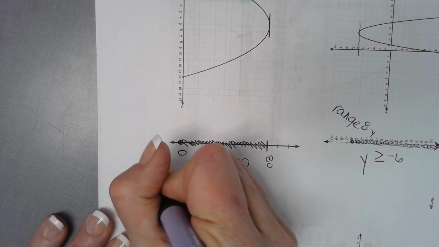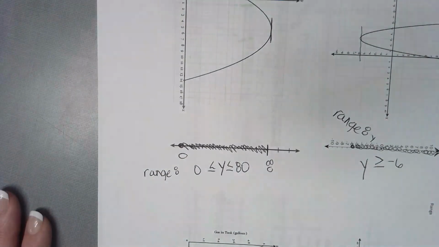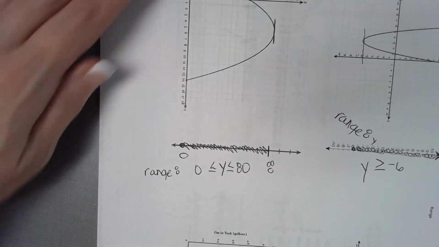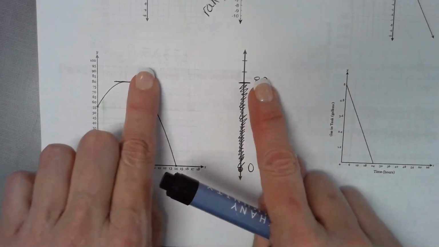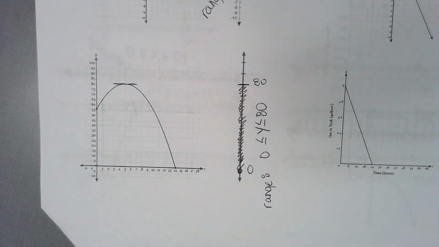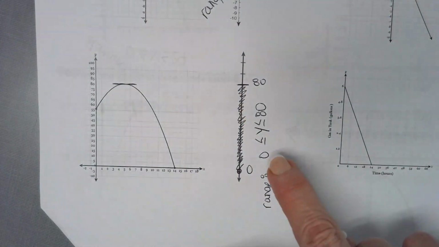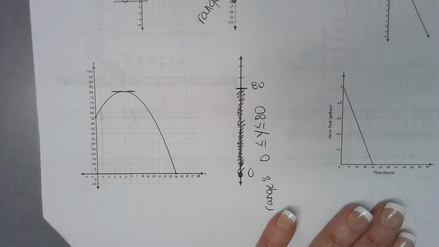So if you want to write range, it's there. All I did was turn it sideways to look like a number line, but it's easy to tell that from here to there is where my graph is. What are the Y values from here to there? Well, from 0 to 80 is my Y values. Okay?